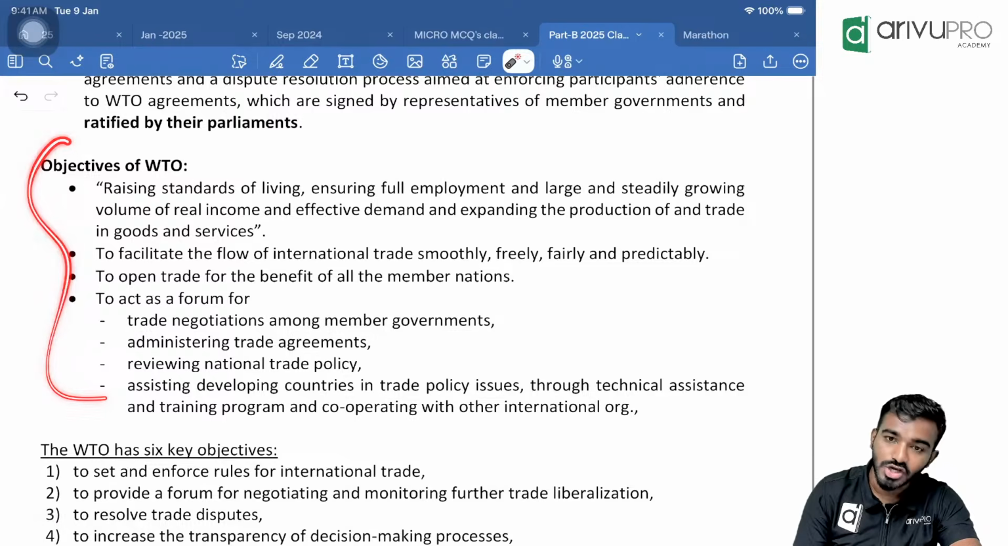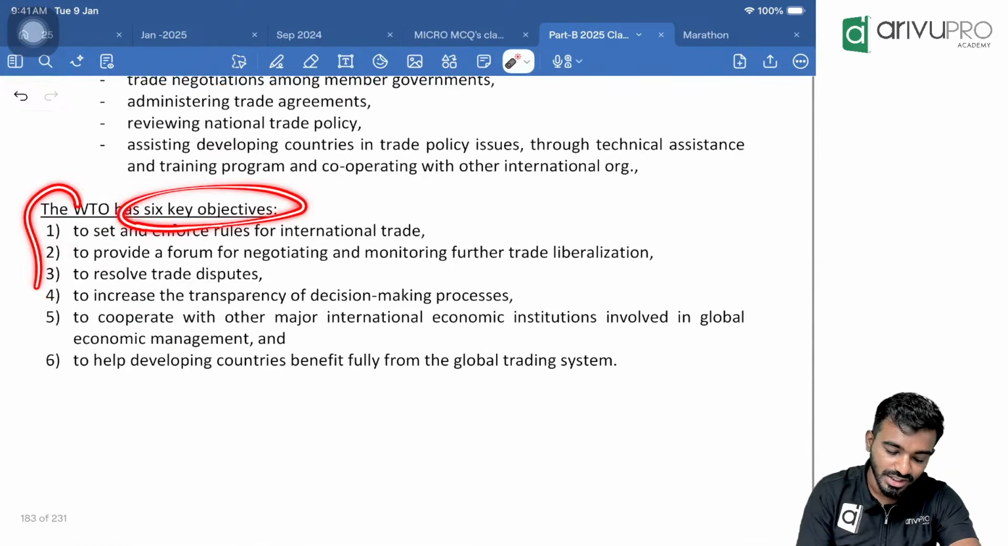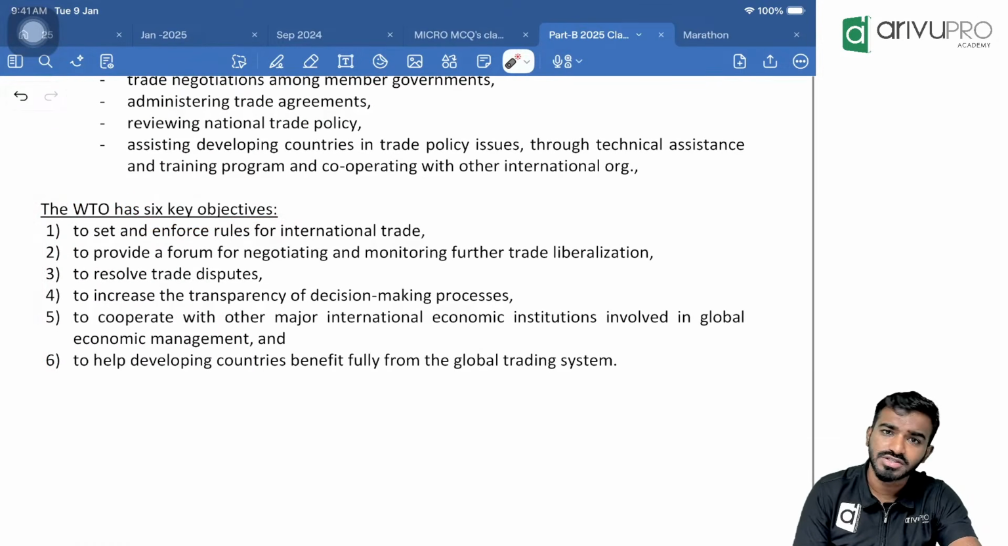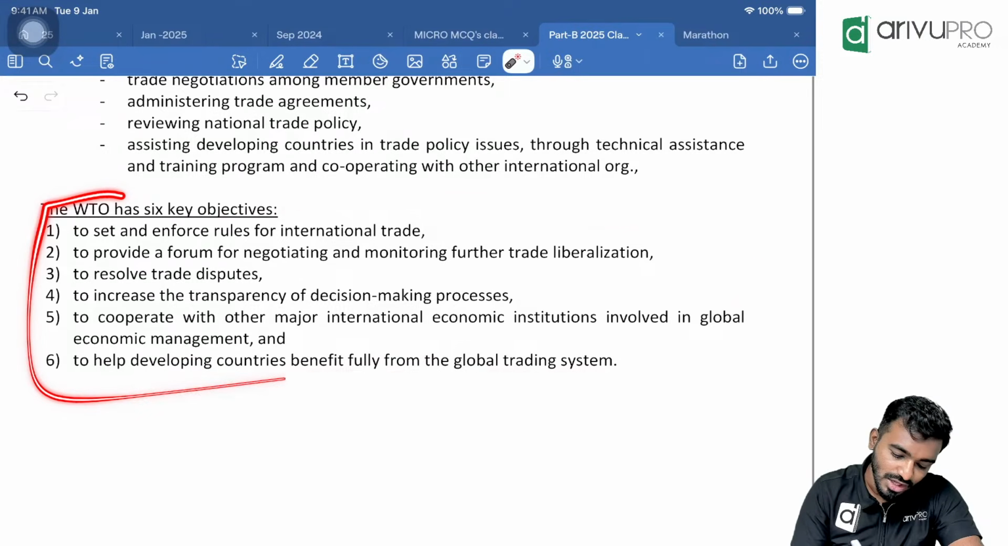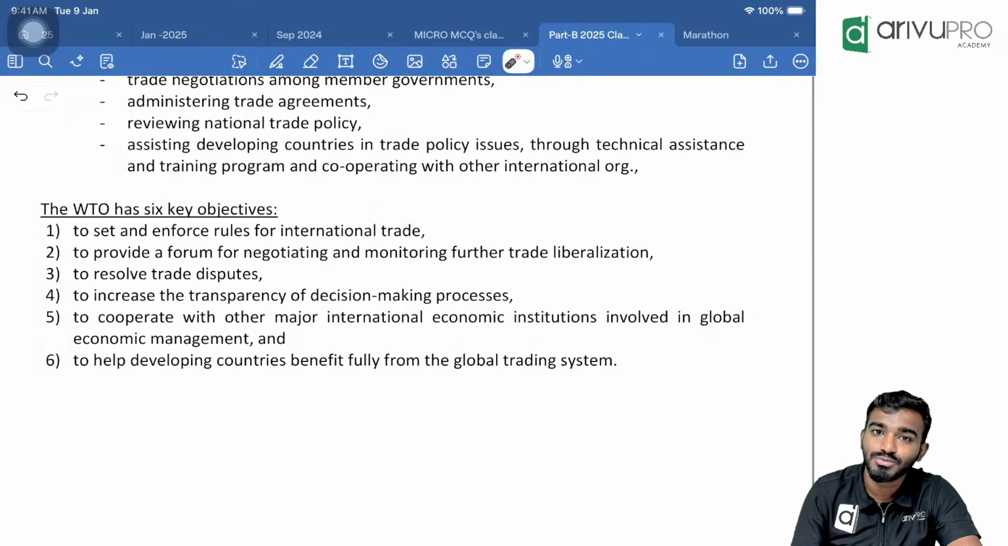What are its main key objectives? I've given here the 6 key objectives: trade, dispute resolution, acting as a forum to promote international trade, reducing barriers, and so on. Same thing, what we speak in GATT, we speak in WTO also.